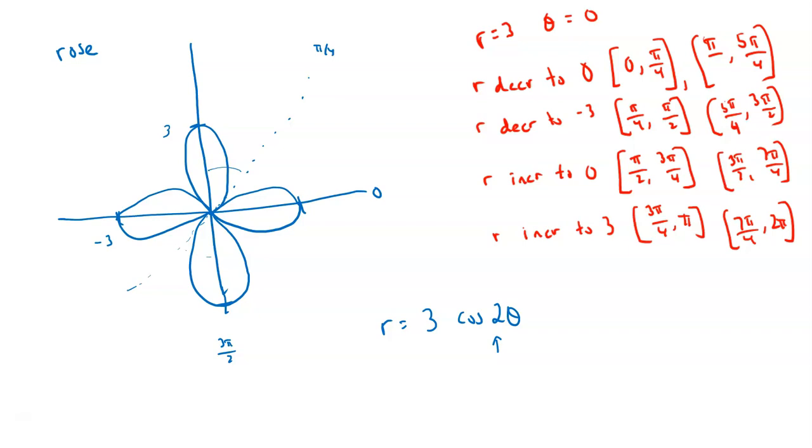The difference between cosine and sine impacts where those petals are. So that if I did 3 sine of 2 theta, I would get the petals in between 0 and pi over 2, and pi, etc.